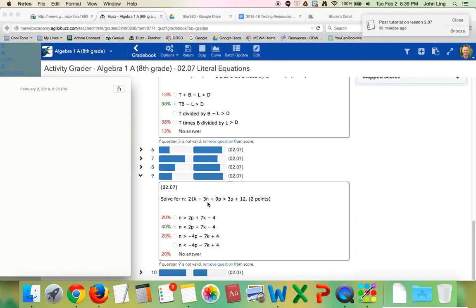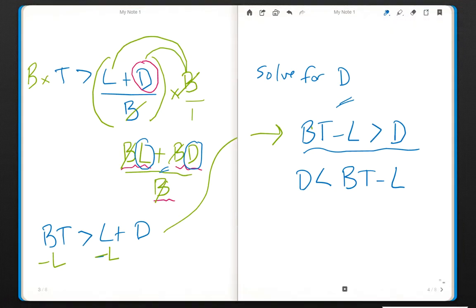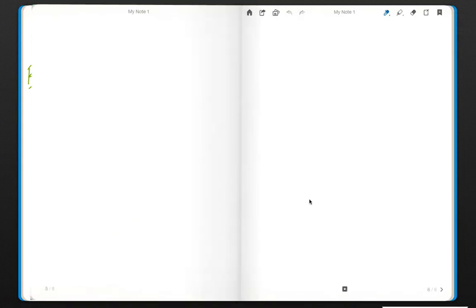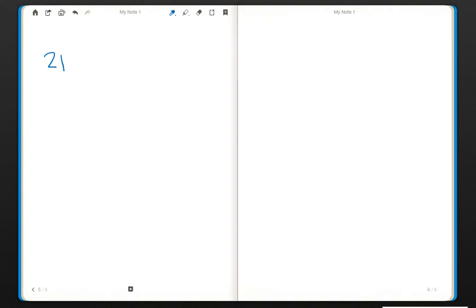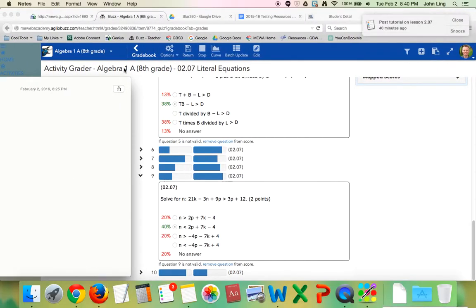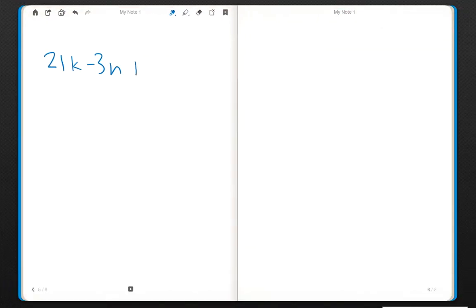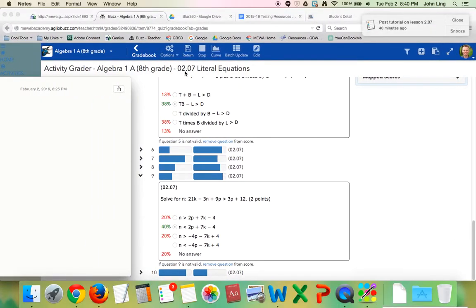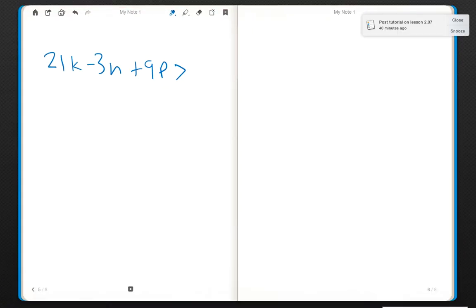21k minus 3n plus 9p is greater than 3p plus 12. I'm just going to write it down as we talk. I can barely fit that in there.